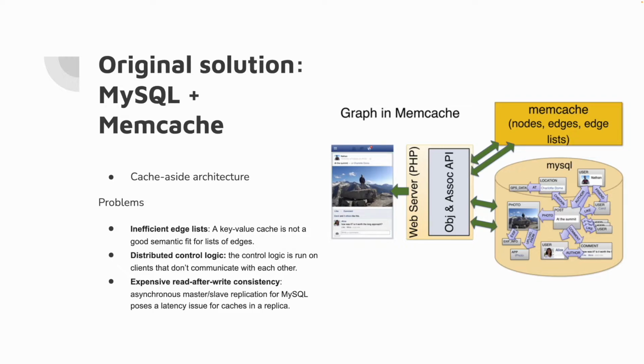Another drawback of the cache-aside architecture is the distributed control logic. The control logic runs on clients, and the clients don't communicate with each other. There's no central control for such logic. The third big issue is expensive read-after-write consistency. Facebook uses asynchronous master-slave replication for MySQL, but such a solution poses latency issues for caches in a replica. When the client writes data first and then reads that same data, it may read from a different replica, and the asynchronous updates may not be ready there, so it just reads the old data from the servers.